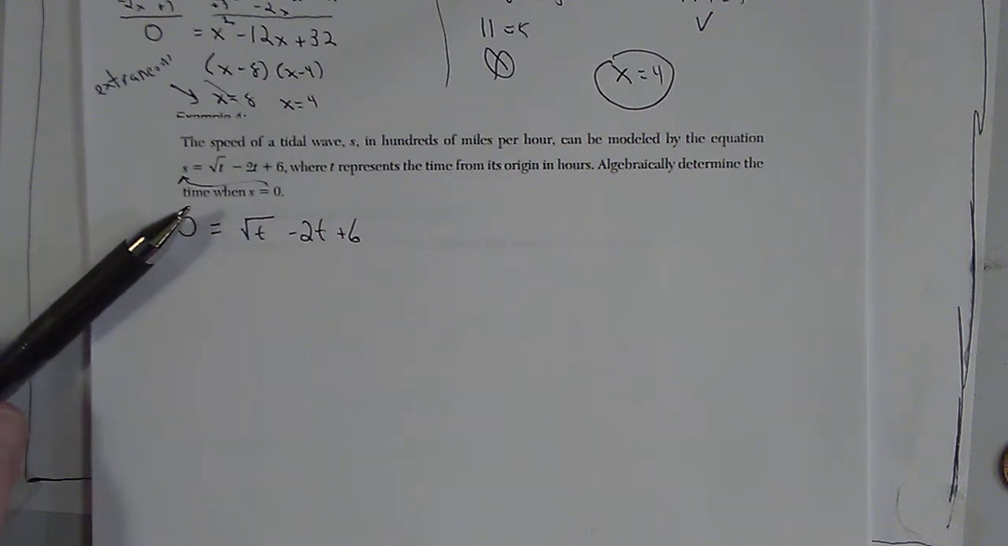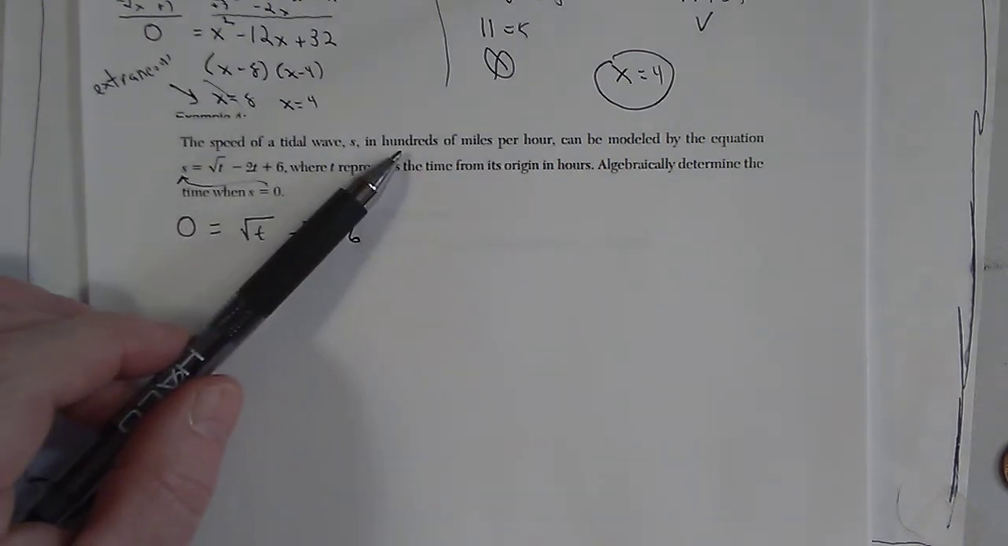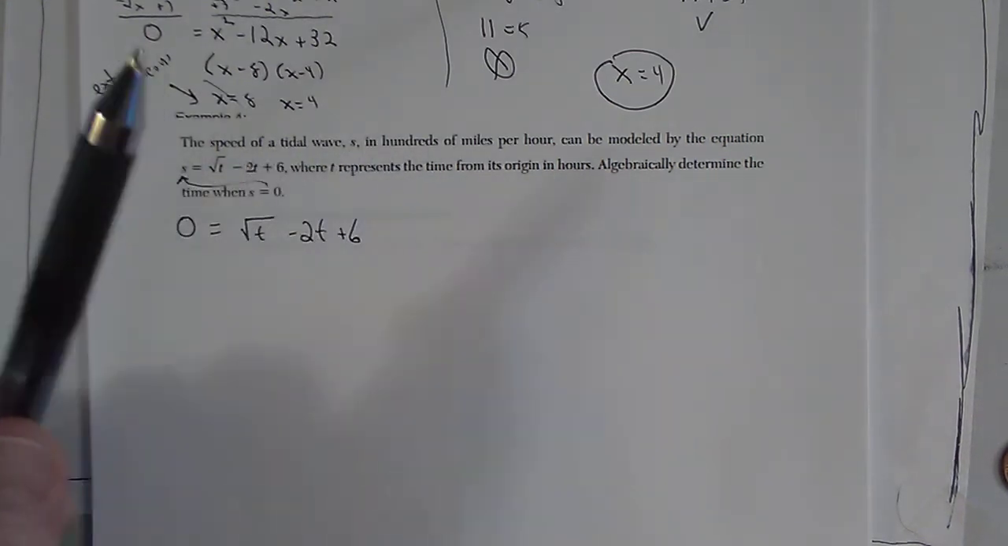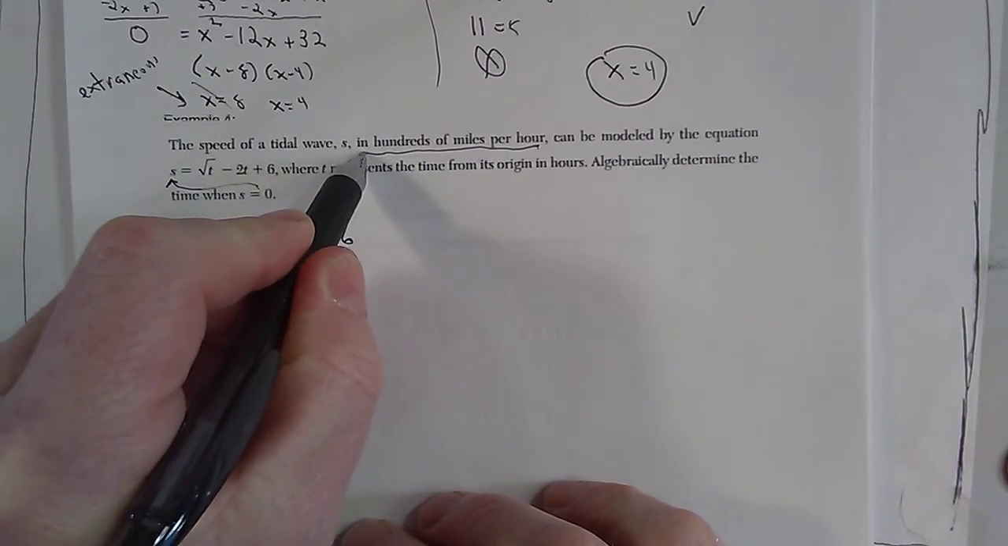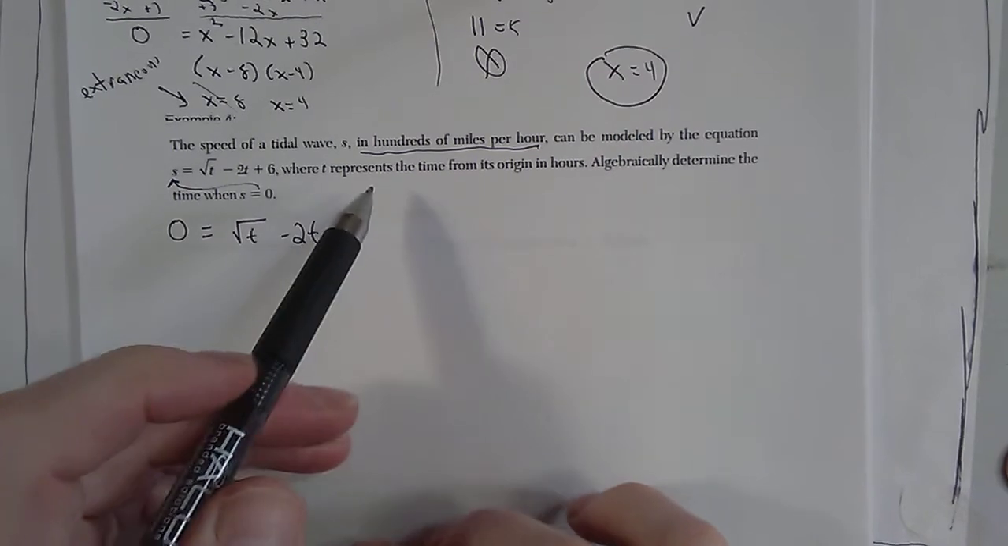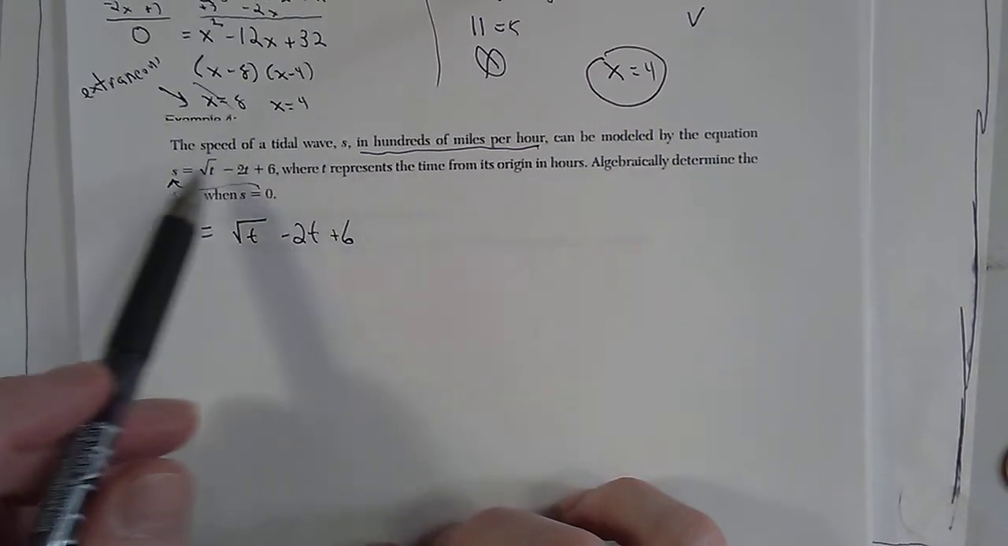So example 4 is another radical equation example. This is the application of a tidal wave speed in hundreds of miles per hour. This is a little curveball that we have to deal with at the end when we're reporting what the solution is. So here's the equation.